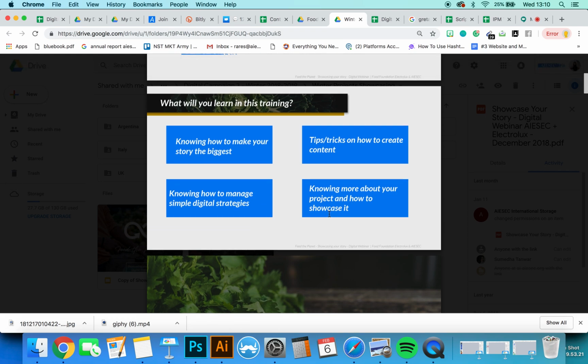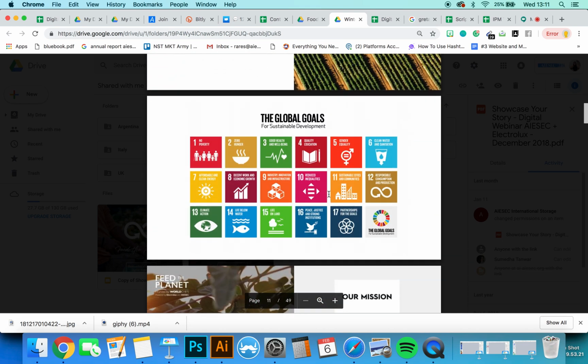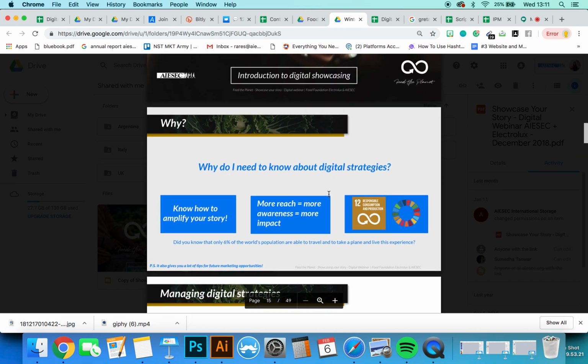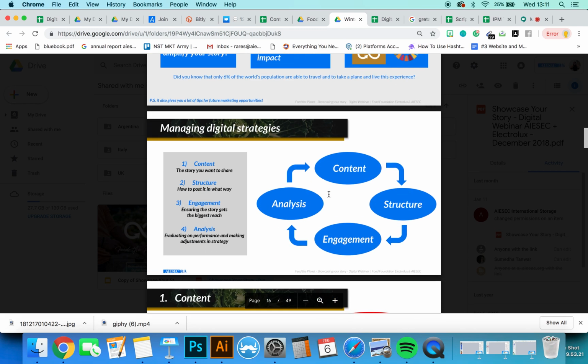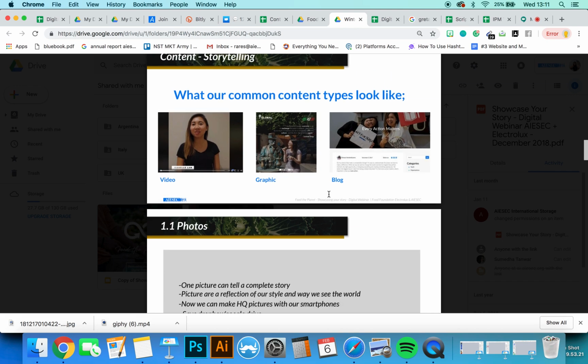But basically, the idea of this space is for you to understand how you can make your story really big, and how to showcase your experience while you're here in the best way. Some tips and tricks on how you can take the content, and the other stuff is more about what we should be doing as ISEC. There is of course the presentation of the project, but the part we are going to go into is the type of content that we are creating for this experience.